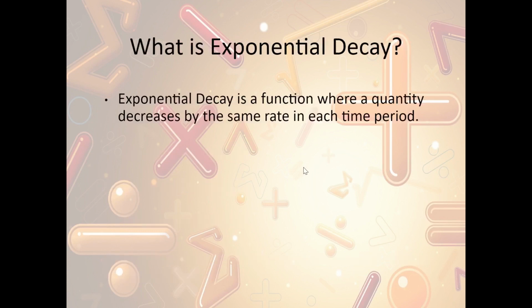So let's look at exponential decay now. Exponential decay is a function where a quantity decreases by the same rate in each time period. An example of this would be radioactive decay of a fossil. When something dies, it eventually becomes just bones, right? We know this through archaeology. There's a certain amount of carbon in that bone. After a while, the carbon starts to decay. It starts to wither away, to evaporate. From there, we can tell how old the fossil is based on the amount of carbon that's still left. So that's radioactive decay of a fossil.